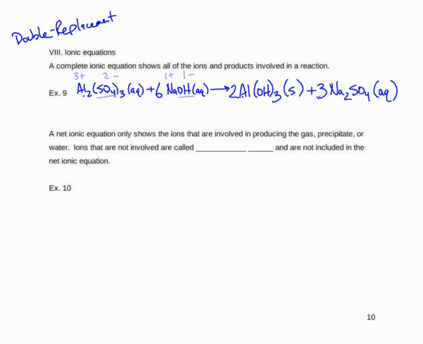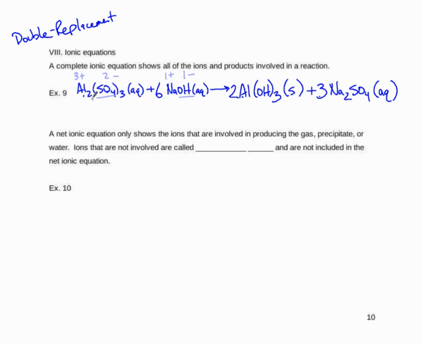So now we're going to write the complete ionic equation. And this takes up a lot of space. So I'm going to start as far to the left of my paper as I can. I know a lot of you like to start about here. But I'm going to start it right over here, and I'm probably still going to run out of space. I am going to look at every ion individually.